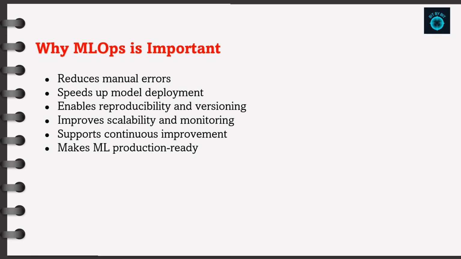MLOps fixes these issues by automating every stage, from data collection and model training to deployment and monitoring. It reduces manual errors, speeds up delivery, and ensures consistency. Versioning keeps track of every model and dataset change, just like Git tracks code.